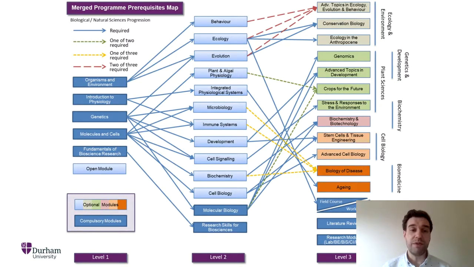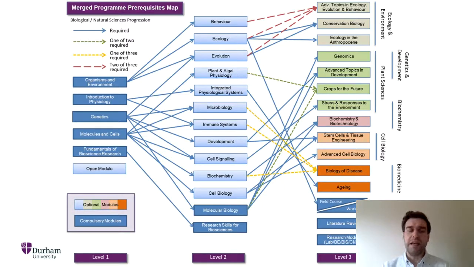The 5 compulsory ones contain this Fundamentals of Bioscience Research module, which is developing those underpinning analytical skills you'll need throughout your degree, and you see that recurs in second year and third year, and there'll also be research skills in the 4th year. Now, for the taught parts that involve kind of textbook learning, they range from organisms and environment to introduction to physiology, genetics, and molecules and cells. So that's quite broad. That's trying to cover as much of biology as we can.